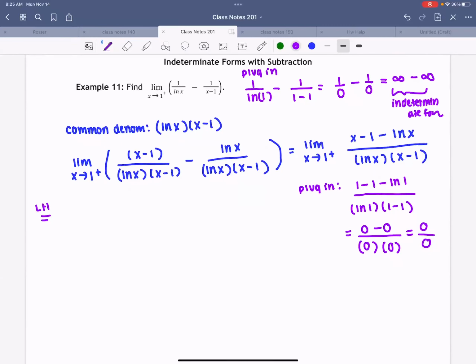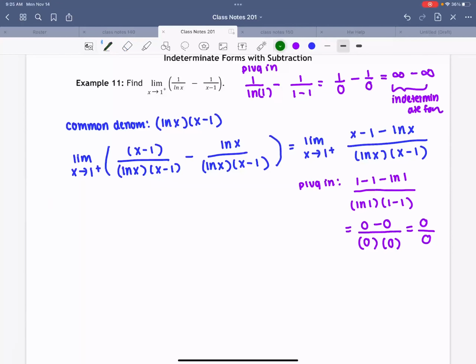Gosh, I didn't think about how hard this derivative was going to be, but let's do it. Let me do this in a different color. The limit as x goes to 1 plus, and let me just write a note that I'm using L'Hopital's rule here. Can someone tell me the derivative of the top function? Good. So 1 minus the derivative of 1 is 0 minus 1 over x. Perfect. What am I going to have to do on the bottom?